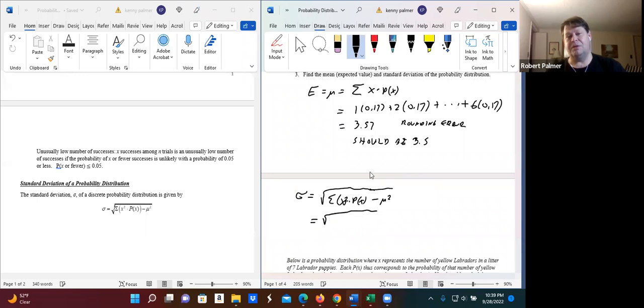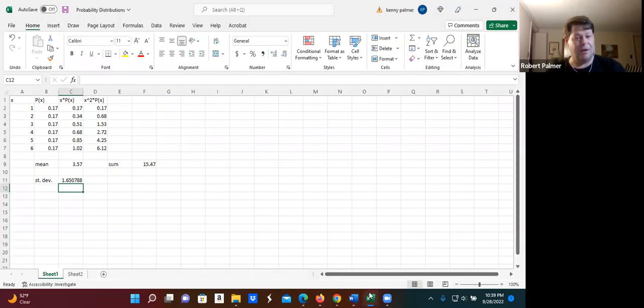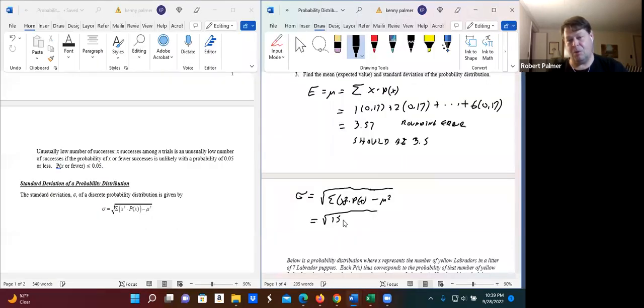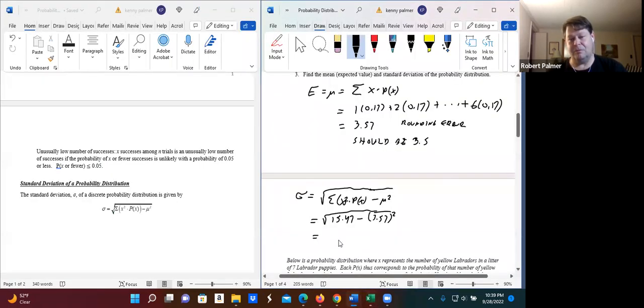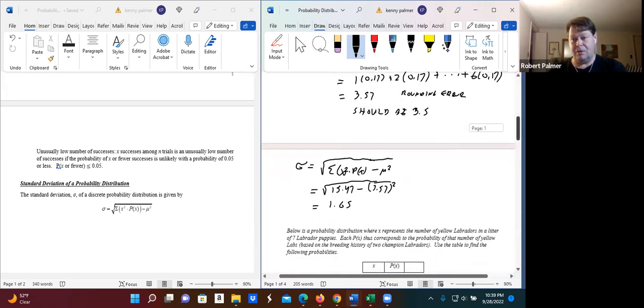So I can fill in those details. Double check, this number here was about 15.47 minus, and then this was 3.57 squared, and this came out to be approximately 1.65. Now, the standard deviation has the same meaning here as you've seen before. On average, this is how far a typical value deviates from the mean.